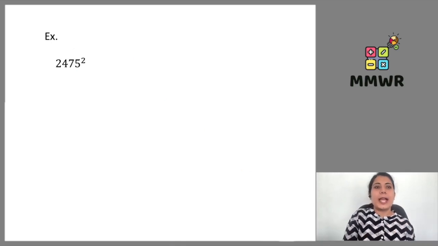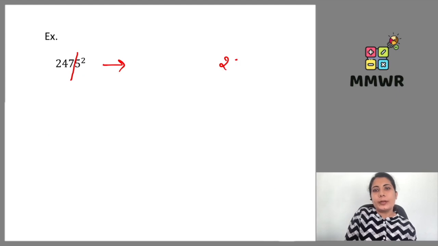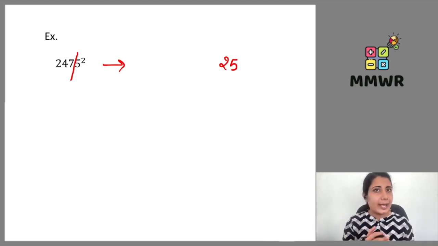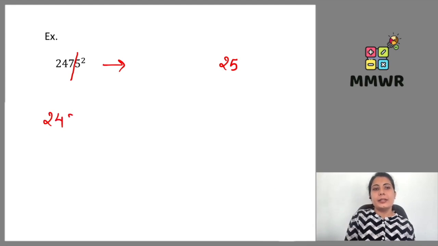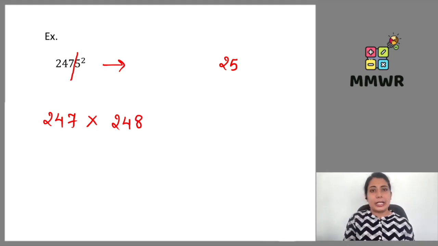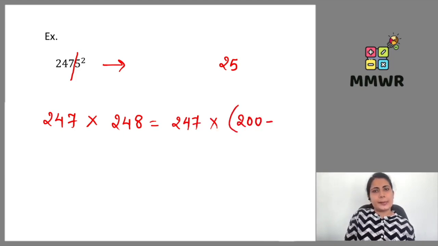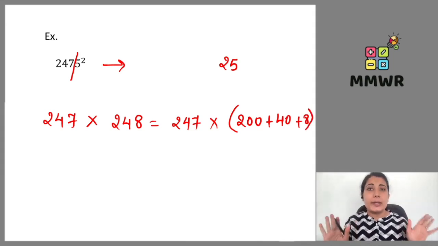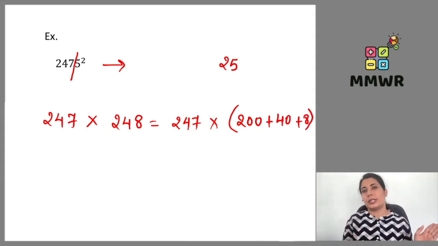So here we will again have two groups. 5 will be in one group, which is going to give 25 at the end in the square, and 247 will be multiplied with 248. Now how will we do it? 247 multiplied by 248. I am simply taking the help of the expanded form here so that it will be very quick for me to do it.